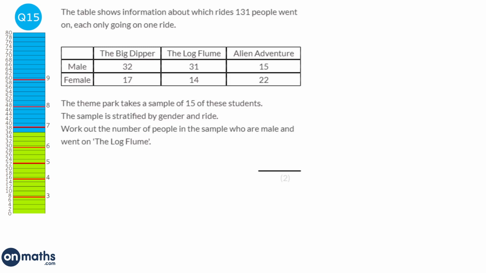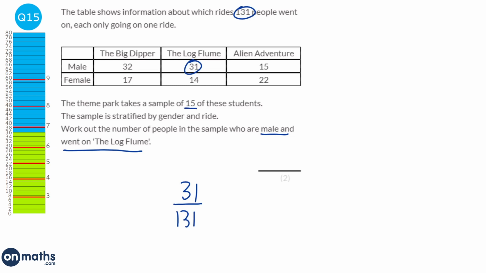So stratified sampling is basically trying to pick a sample that reflects the population. So if we look here, there's a lot more people who are male and pick the log flume than female who pick the log flume, for instance. So we look at the fraction of people in our population who, and in this case we're looking at male who went on the log flume. So it's 31 males went on the log flume out of 131 in our population. So that's the fraction of the sample that we want to pick.